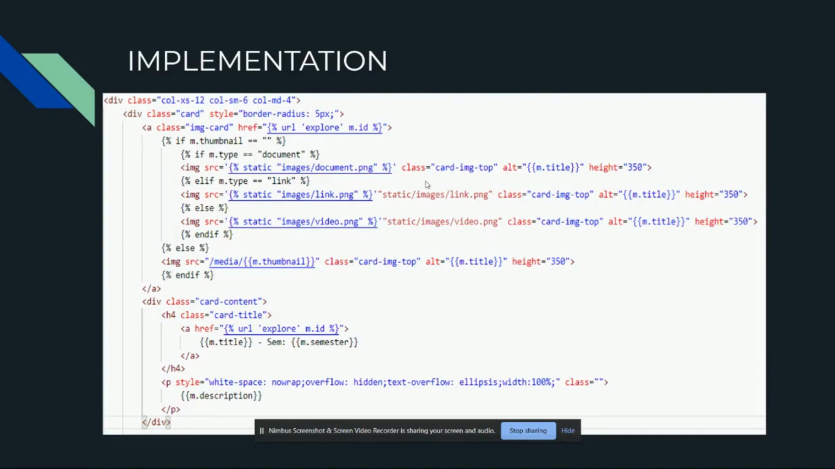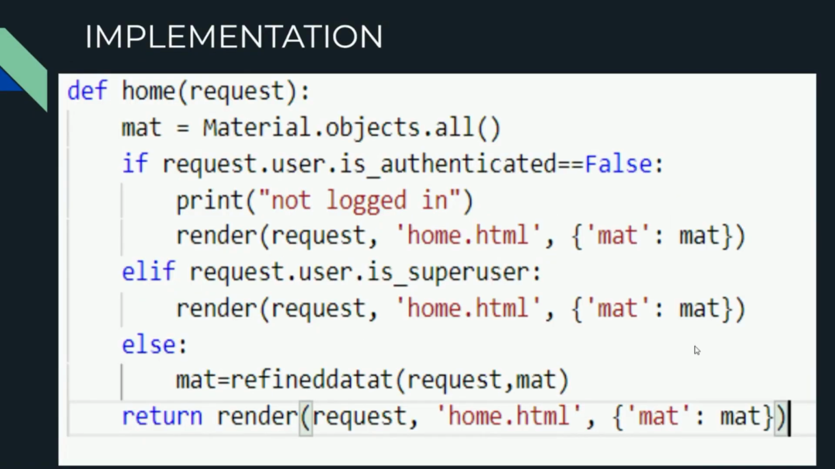So this next one is a HTML file for the home page. As you can see, it displays the card display for the items that are uploaded. So this is a screenshot for the basic function which is being used to render the homepage of the project, which just returns all the materials that are there in the database.